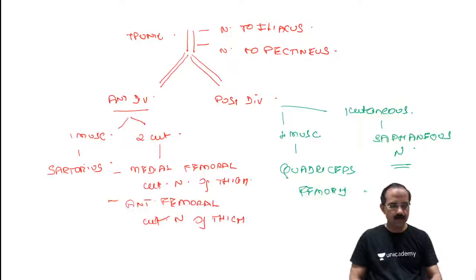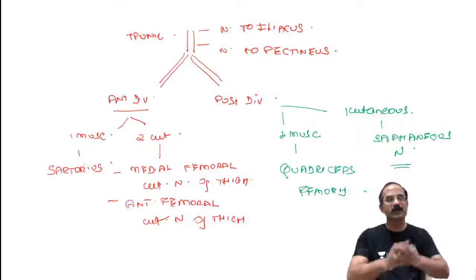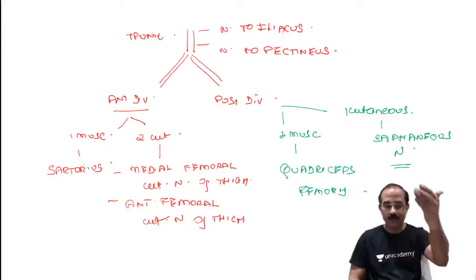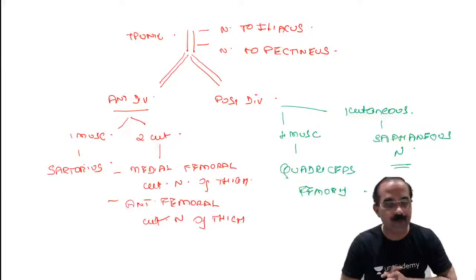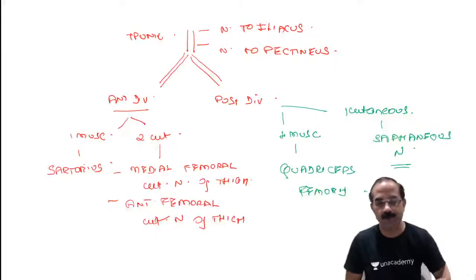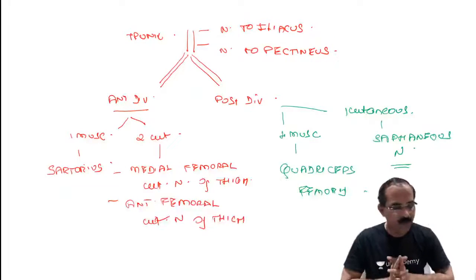So this is about the femoral nerve. Femoral nerve has got a main trunk. It has got two divisions. The femoral nerve is a branch of the lumbar plexus. These are all very, very important MCQs for you. This is all asked in exams. So it's the largest branch of lumbar plexus.